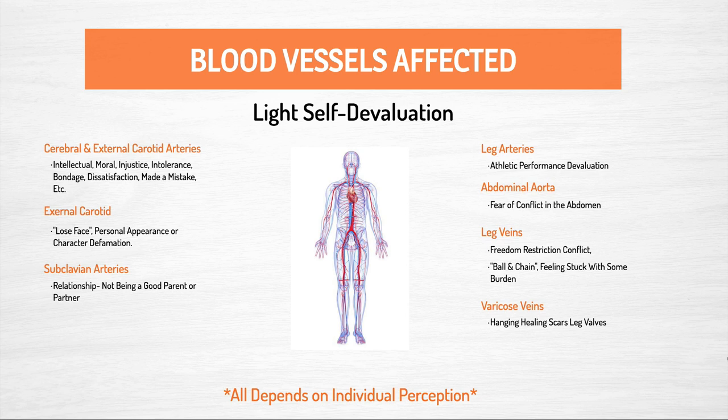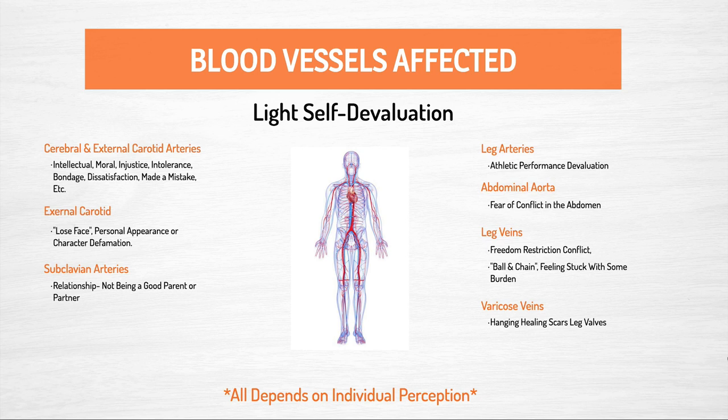Now the blood vessels, this is a lighter self-devaluation. Once again, cerebral, external, so of the head region, has to do with intellectual; external carotid, the face or personal appearance; subclavian, close to the shoulder, that has to do with the relationship; the leg arteries having to do with an athletic performance devaluation; abdominal aorta, fear of conflict in the abdomen.